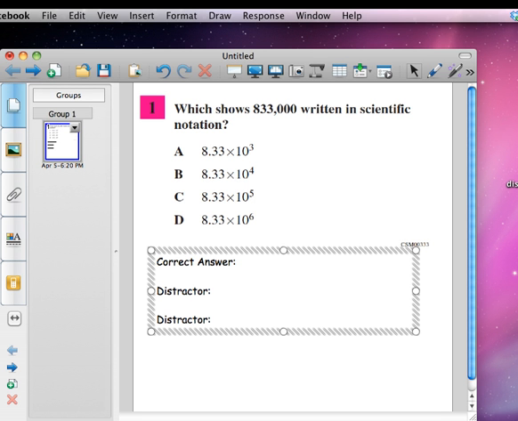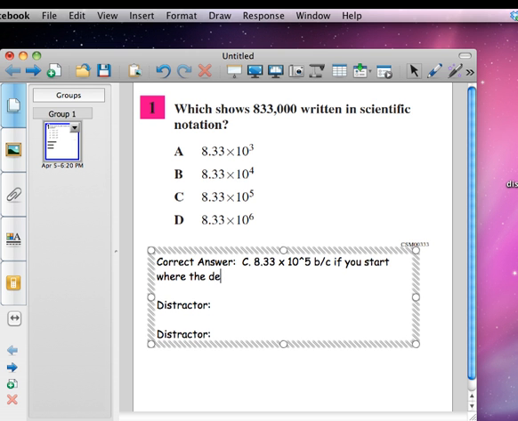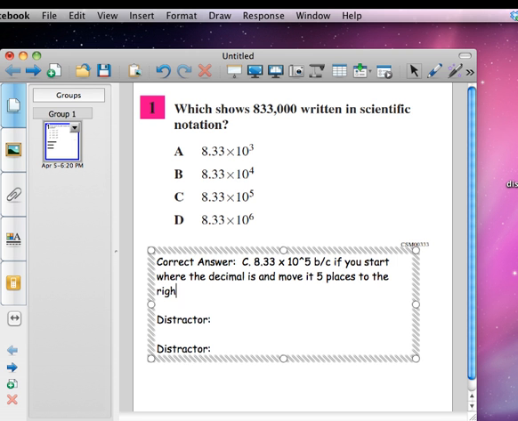So I'm going to first look at question 1 in your packet, which is talking about scientific notation. It says, which shows 833,000 written in scientific notation. As I'm looking at that, I can see that the answer is C, 8.33 times 10 to the 5th, because if you start where the decimal is and move it 5 places to the right, the number is 833,000. So that's a one-sentence explanation of why that's the correct answer.